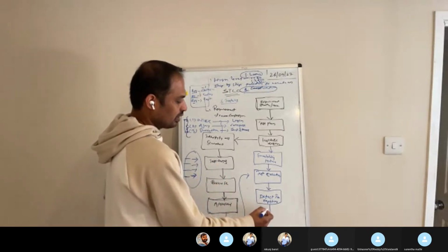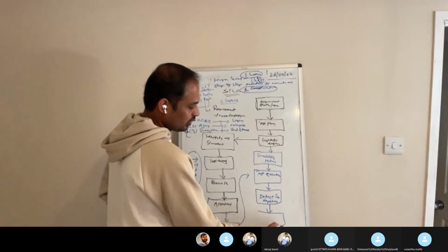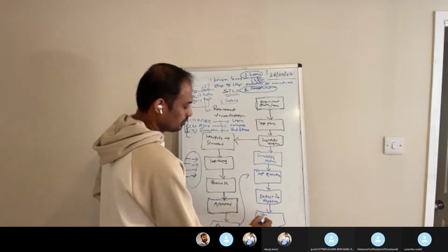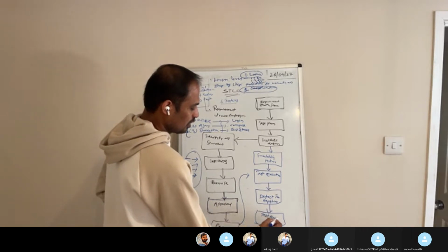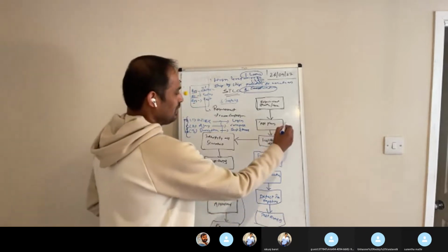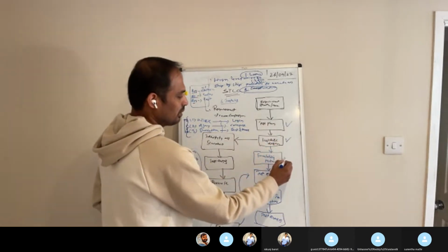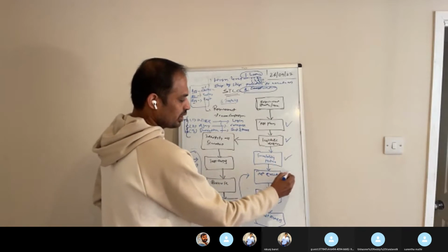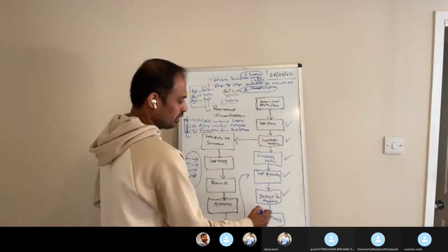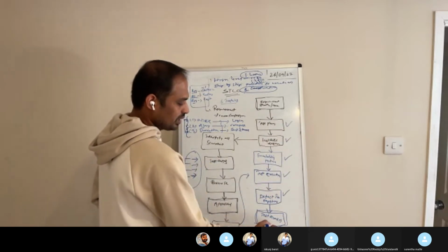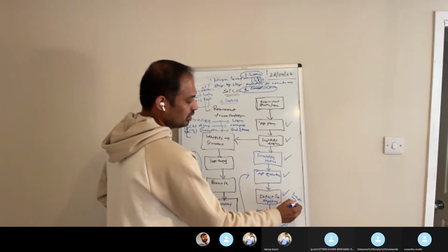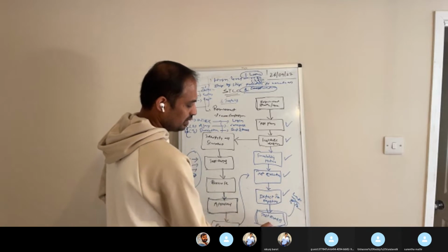Then after defects, what are we going to do? Test reports. We are going to keep all the reports: test plan, test cases, traceability matrix document, test execution report, defect report. All these reports will be stored in one location. This will be shared with the customer, management, and team members.